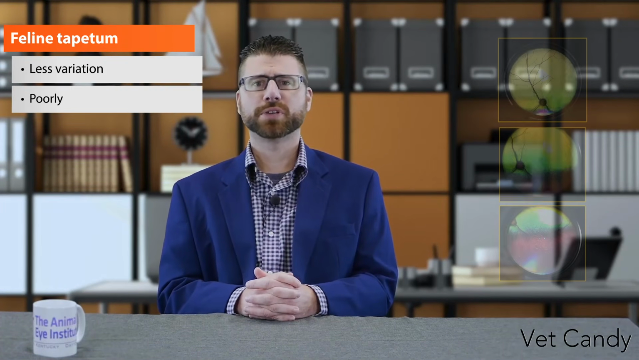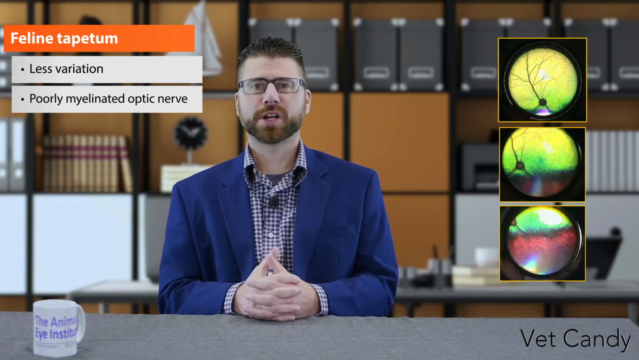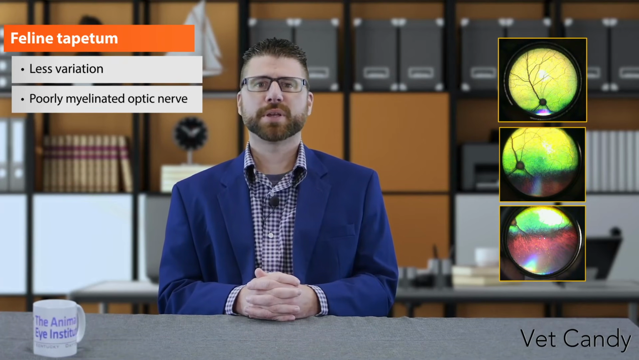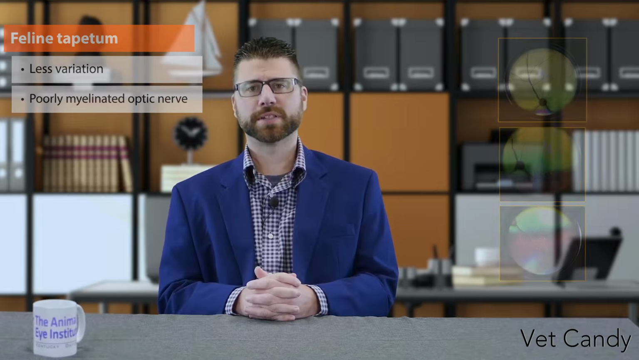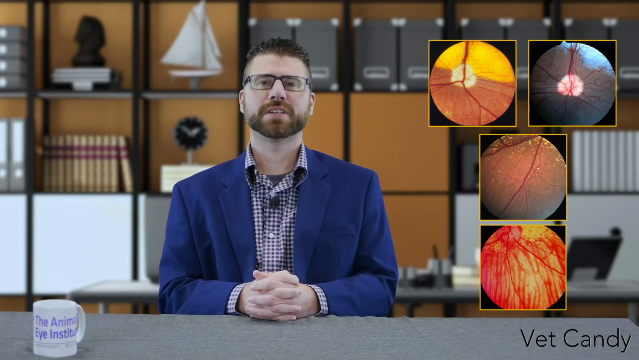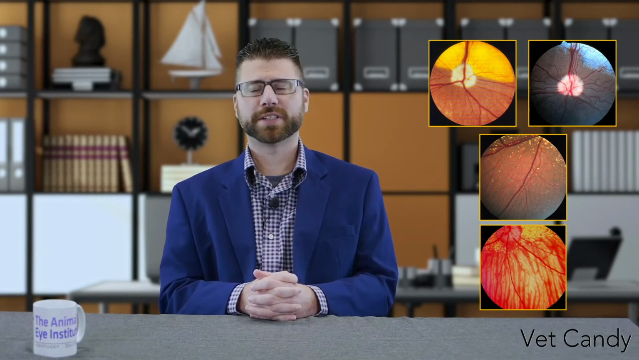And as we look at these photos, these are all forms of normal variants. So the more you look at and the more you practice looking at the fundus in small animals, the better off you're going to be. The feline fundus has much less variation than the canine fundus. The optic nerve head is poorly myelinated, there is a much broader tapetum, and the non-tapetum can be pigmented or poorly pigmented.